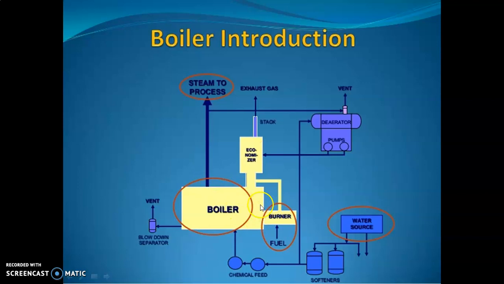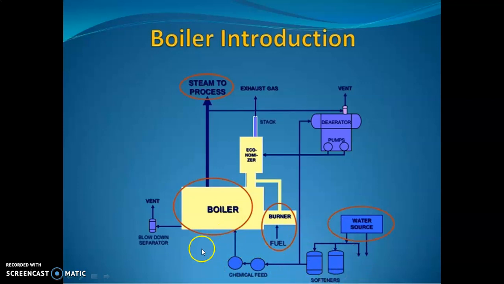Here is a boiler. At the bottom of the boiler, a burner is there. The burner is used to produce heat by using fuel. Here is the water source. We can take this as a feed water tank. From the feed water tank, water is fed into the boiler.